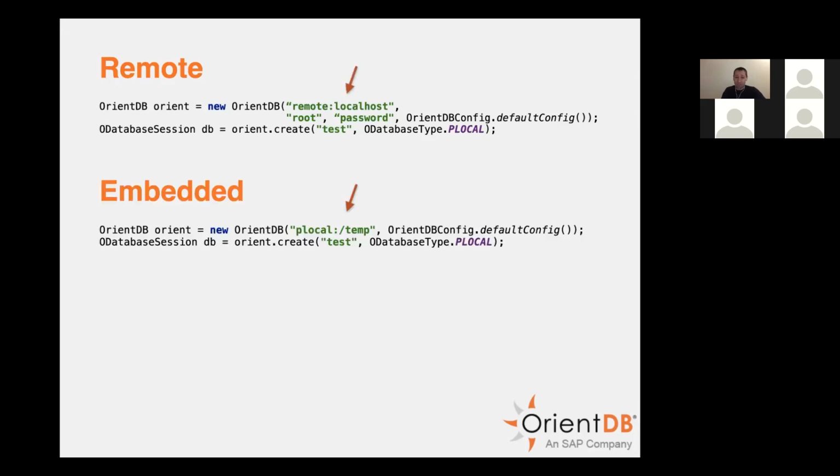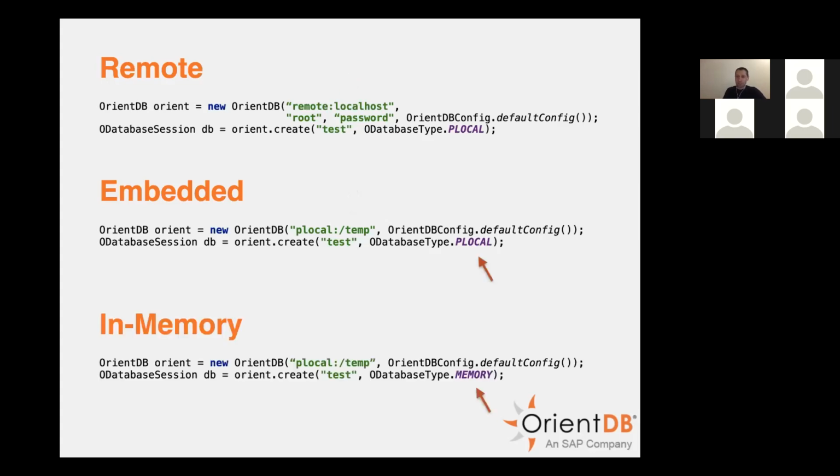The cool thing is that you can do the same, just changing the connection address from remote to plocal, and you won't have a remote connection anymore, but you'll have an embedded in-process OrientDB server inside your application. All the rest is the same. So the queries you write, the data manipulation, the object storage, and so on, don't change by one single line. You're changing just the connection address, and you pass from a remote client-server connection to an embedded OrientDB storage.